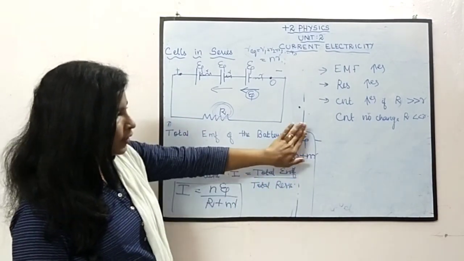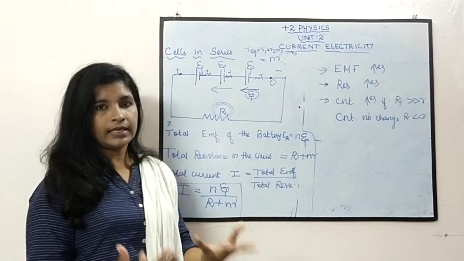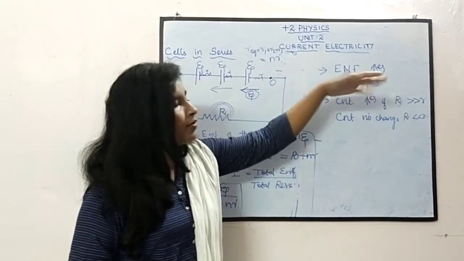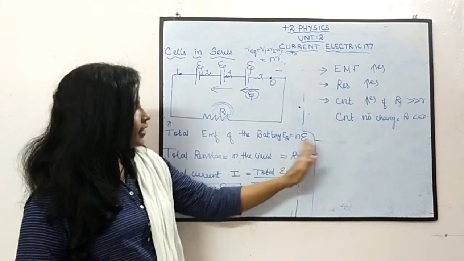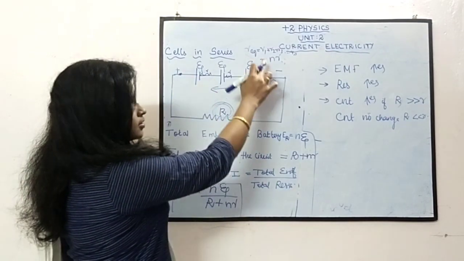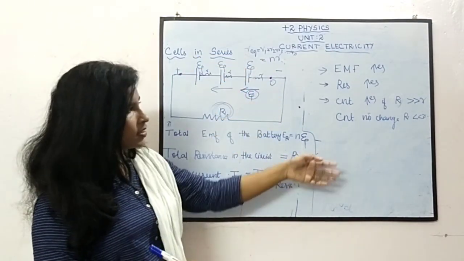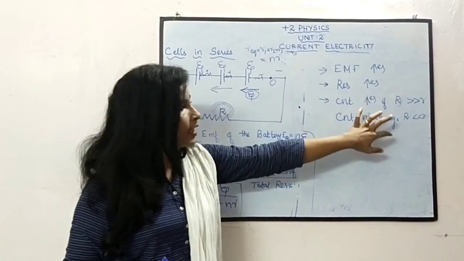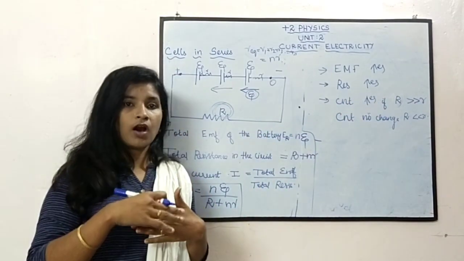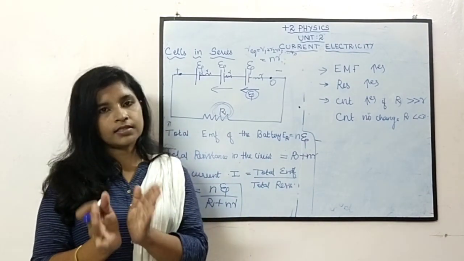total EMF. What happened to my total EMF? It is increased to n times the EMF. The total resistance is also increasing, it is added up. When we see the current, it increases when the external resistance is large, and it doesn't change when the external resistance is low.